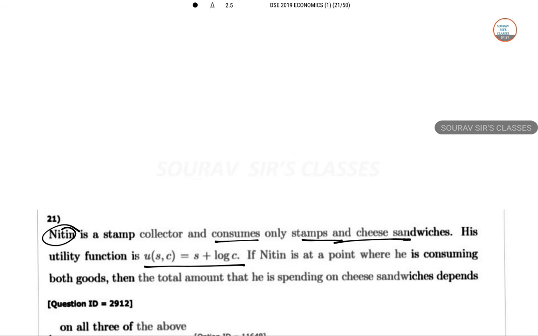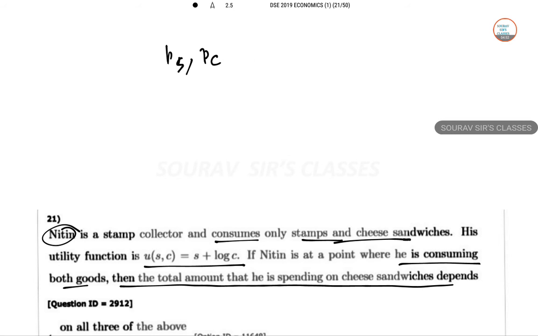His utility function U of S, C is S plus log C. If Nitin is at the point where he is consuming both goods, then the total amount he is spending on cheese sandwiches depends on what? Let PS be the price of stamps, and PC the price of the cheese sandwiches.